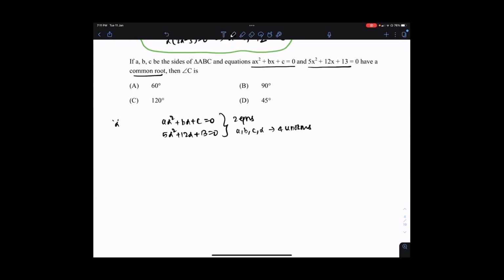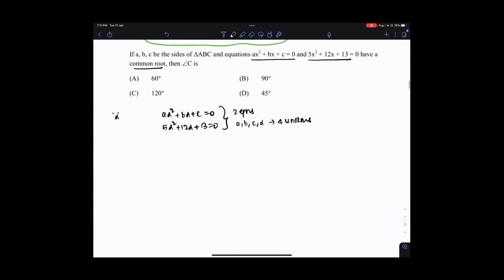Equations and unknowns must be equal, no? Then only we can solve for them exactly. So what is the trick here? Nothing. If you look at this equation, the discriminant is 12 square minus 4 into 13 into 5. I need not find exactly what the discriminant is. I just need to know whether it is positive or negative. I'm getting negative.